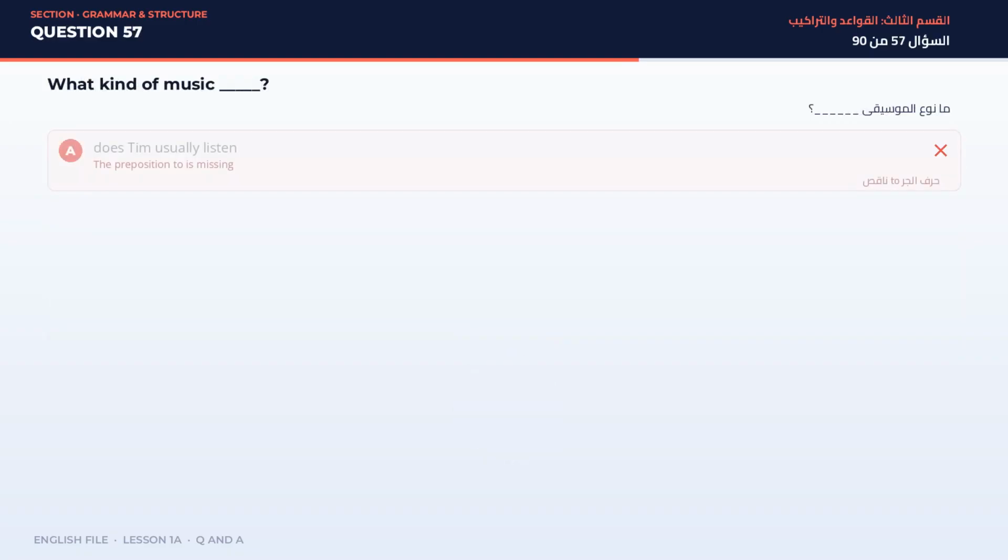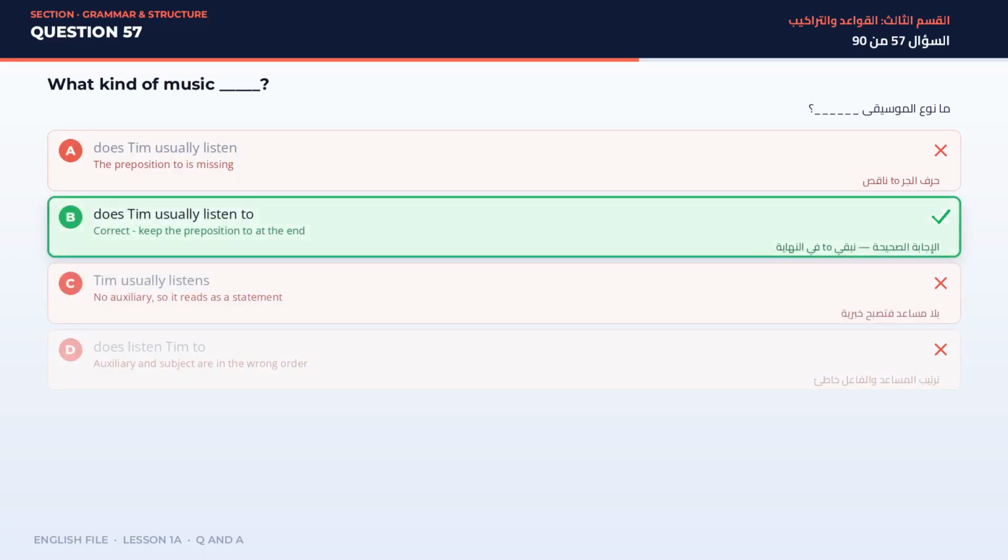The answer is B. Does Tim usually listen to? Keep the preposition to at the end. Not A, the preposition to is missing. C, no auxiliary, so it reads as a statement. D, auxiliary and subject are in the wrong order.